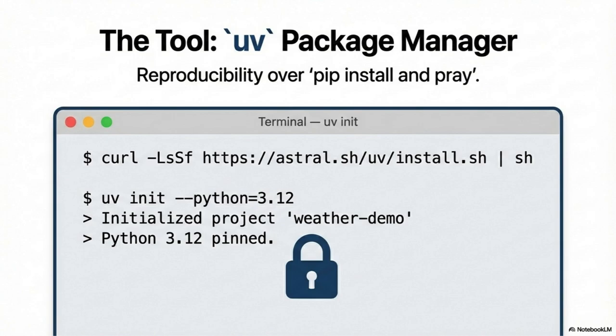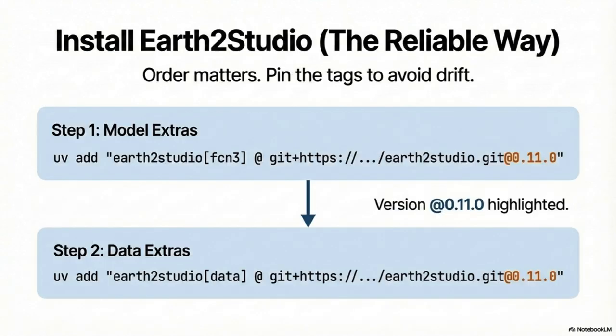Now for the main event. Heading 6. Install Earth2Studio the reliable way. The guide is very specific about the order here. This is where most people get it wrong. They install from the latest tag or do things in the wrong order. The guide says, pin to version 0.11.0. And the order is? First, install Earth2Studio with the FCN3 extras. Then you add the data extras.